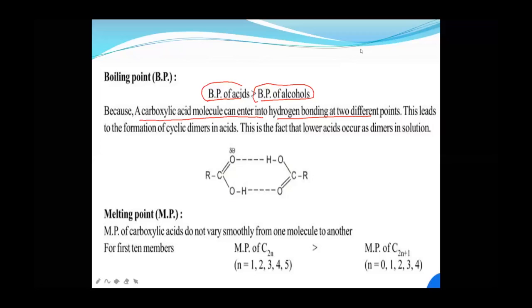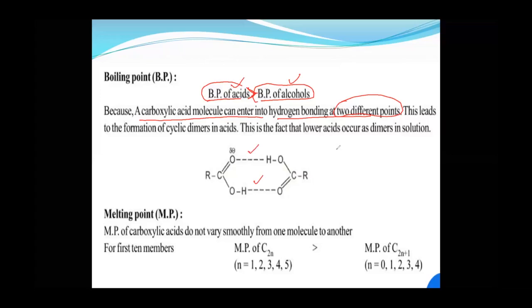When you compare the boiling points of a carboxylic acid and the corresponding alcohol, which is going to be higher? Carboxylic acids are going to have a higher boiling point. What is the reason? The number of hydrogen bonds formed by carboxylic acids is at two different points. See, this is one and this is another point.